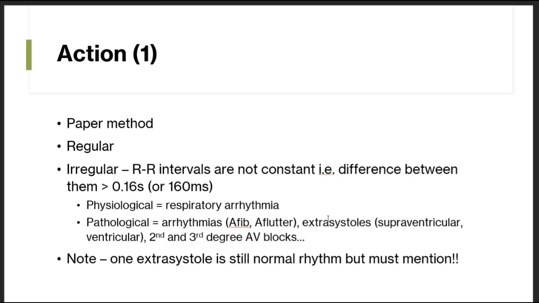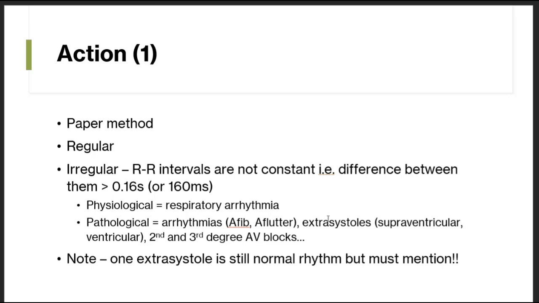If the RR intervals, or the lines, seem constant, in that case it is regular. By constant, I mean that the difference between them is less than 0.16 seconds, which is basically 4 small boxes in the horizontal direction. It can be irregular when the R intervals are not constant. Some physiological conditions in which this can occur include respiratory arrhythmia. Pathological conditions include arrhythmias, extrasystole, or AV blocks.